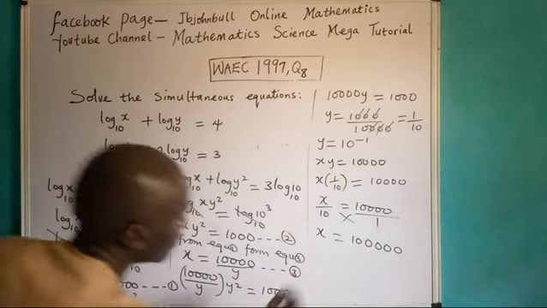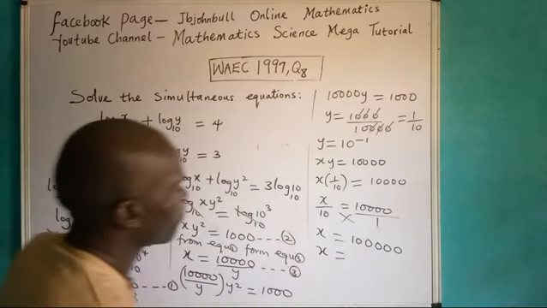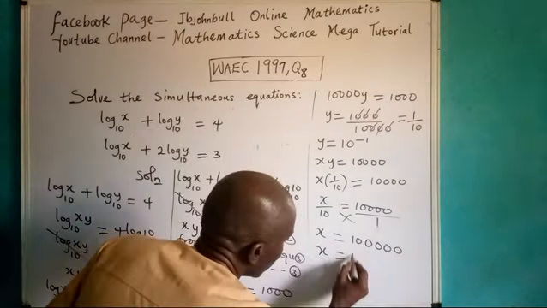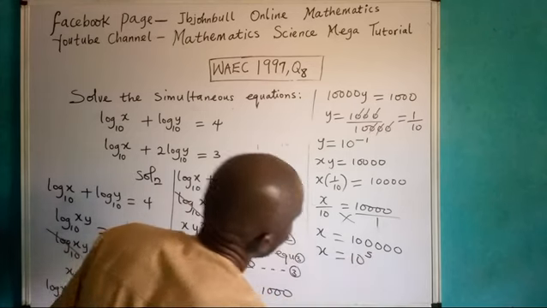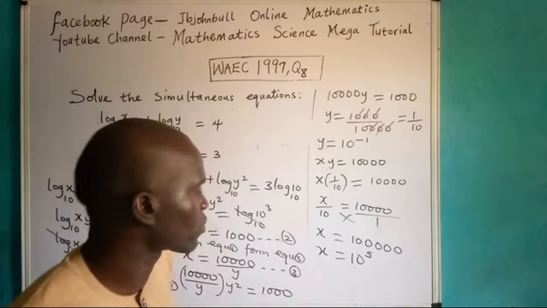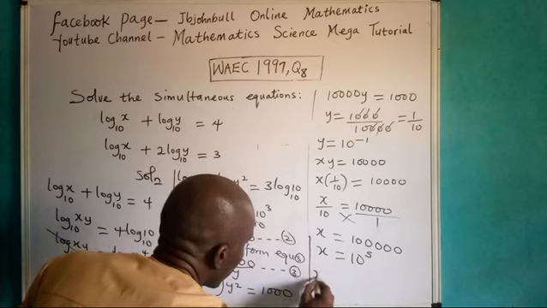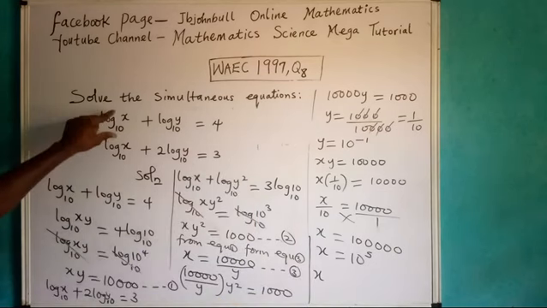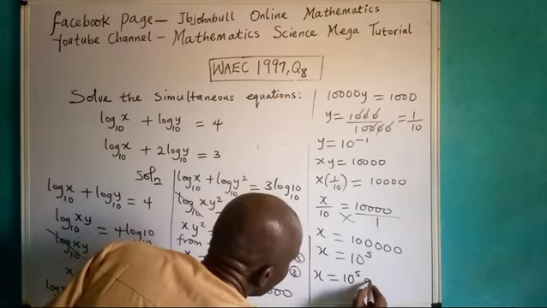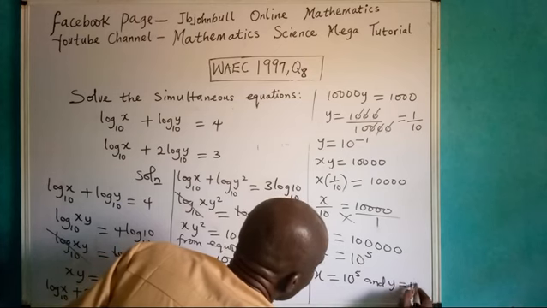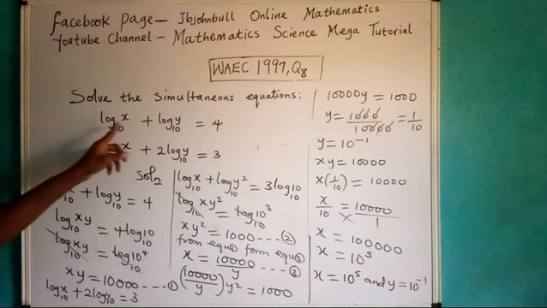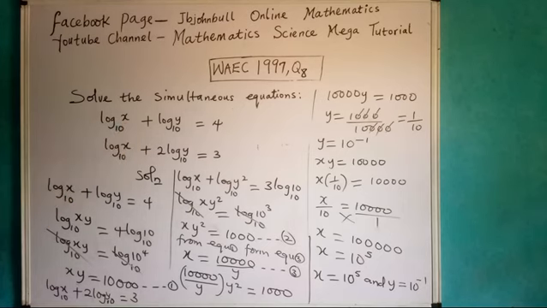5 zeros. And this x, we can still represent in exponential form. It means that this can be 10 power 5, that is to say, multiply 10 five times, you are going to have 100,000. We have been able to get the two values for the unknowns, x and y. With that, x is equal to 10 power 5 and y is equal to 10 power minus 1. These are the two values for the two unknowns we have in the equation, which are x and y.